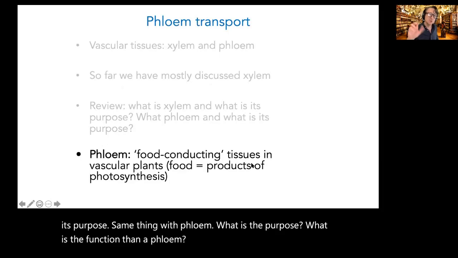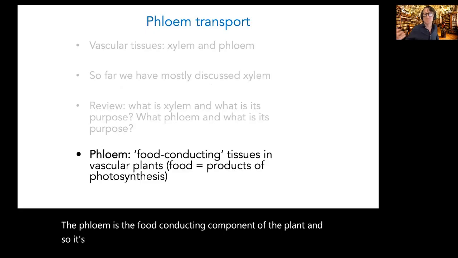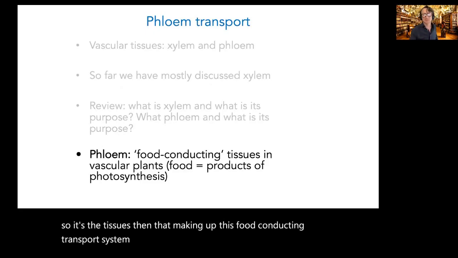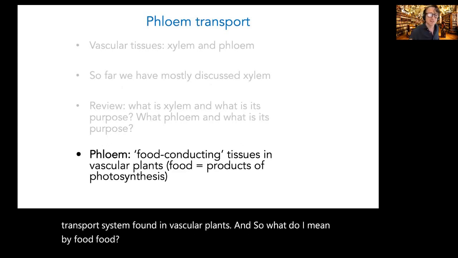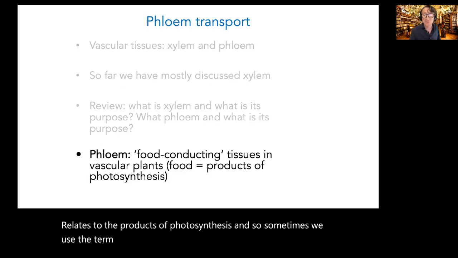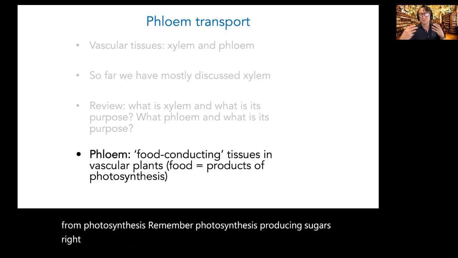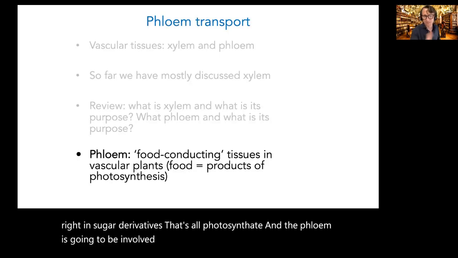The phloem is the food conducting component of the plant. And so it's the tissues making up this food conducting transport system, found in vascular plants. And what do I mean by food? Food relates to the products of photosynthesis. Sometimes we use the term photosynthate. Photosynthate is what is produced from photosynthesis. So remember, photosynthesis is producing sugars and sugar derivatives. That's all photosynthate. And the phloem is going to be involved in transporting that end result of photosynthesis.